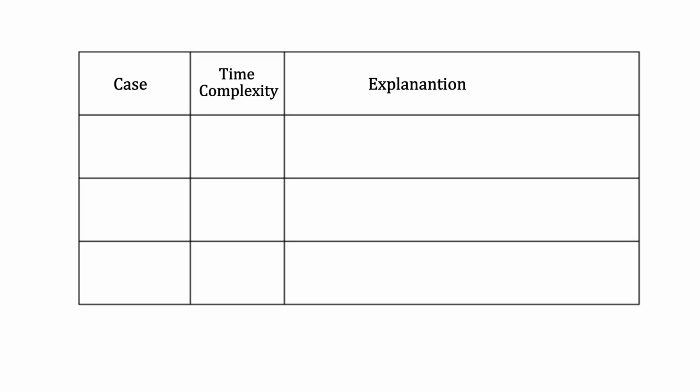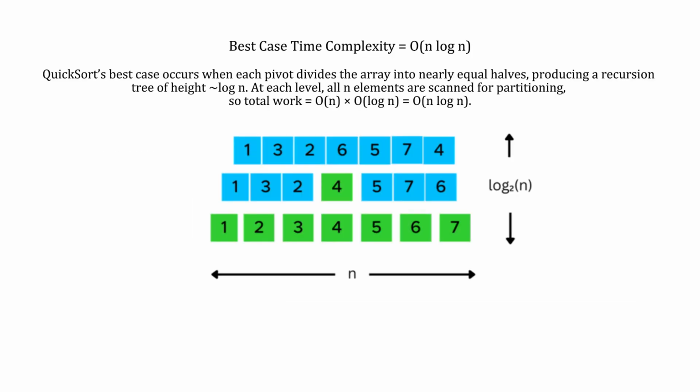Let's do the complexity analysis for the Lomuto partition quicksort. The best case time complexity of quicksort will be O(n log n). It happens when the pivot splits the array into two almost equal halves each time. The reason why it is O(n log n) is because at each partition step we scan n elements. Splitting evenly gives us about log n levels of recursion, and multiplying these together gives us O(n log n).